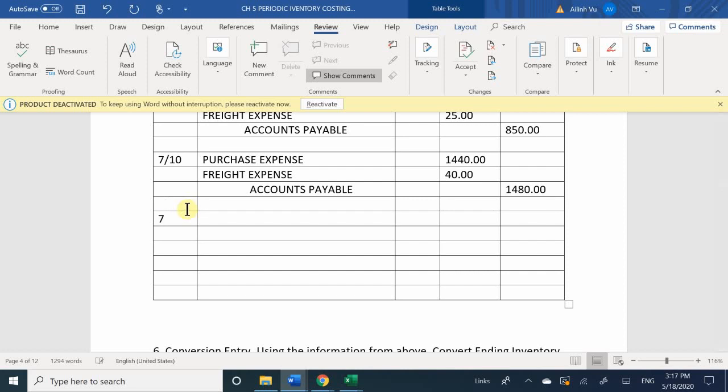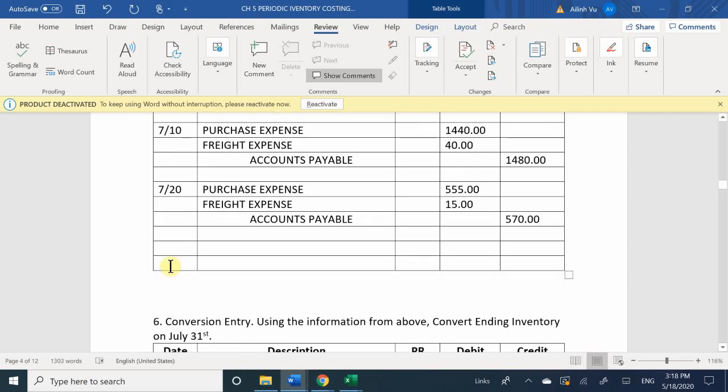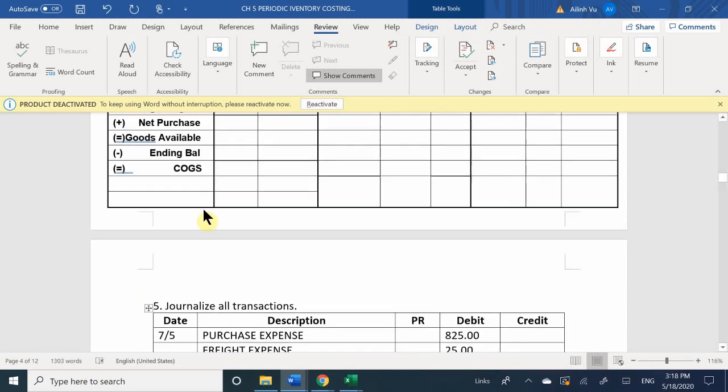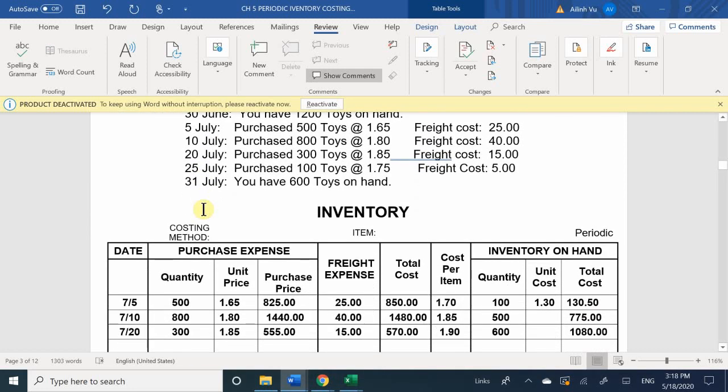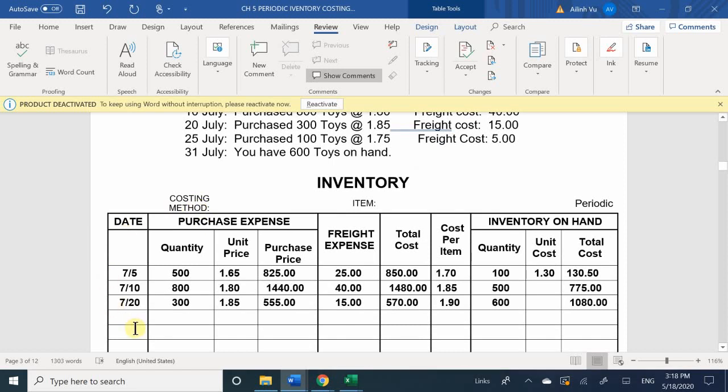See, even I make mistakes. All right. So, purchase expense, freight expense, and accounts payable. Okay. And it was for how much? $570. Yes. Oh man, again, I was short one. All right. And lastly, or second to last, on July 25th, what happened? 100 units.